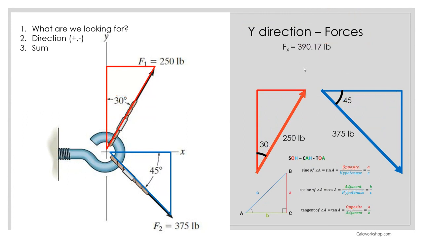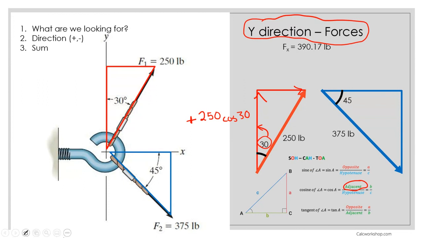Now we're going to do the y direction. For the y direction, let's start off with the red again. Again, first, what are we looking for? The y direction, up and down. It is going up to the right, so you know this is going to be positive. Start off with the weight itself, and then this angle is touching this side, so therefore if it's touching, it's adjacent, therefore it is cosine.